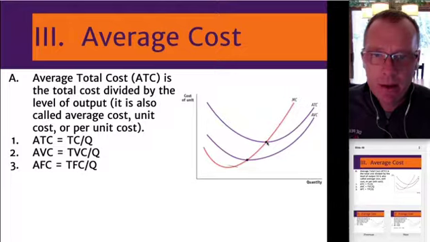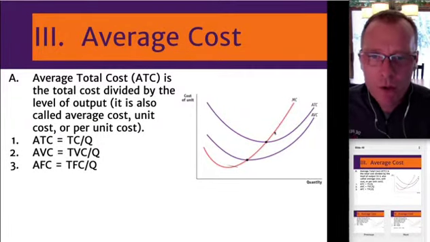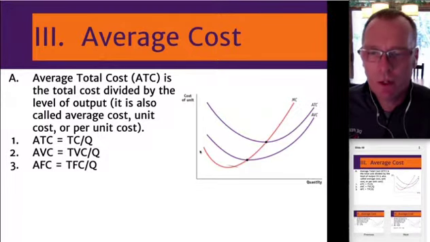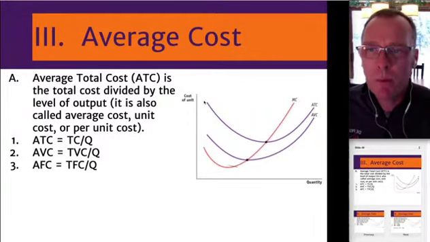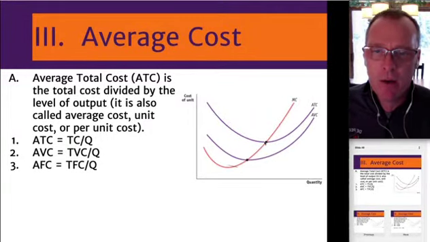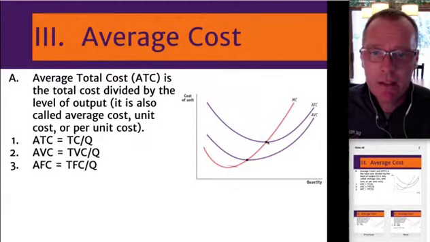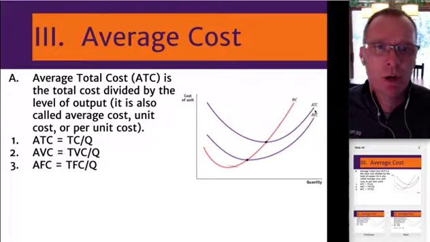And it's going to stop there and then start to go back up. Your marginal cost is your per unit cost. So because our marginal costs are lower here, the per unit cost is low, it's going to pull our average total cost down. But as our marginal cost, or our per unit cost, starts to increase, it's going to start pulling our average total cost up.